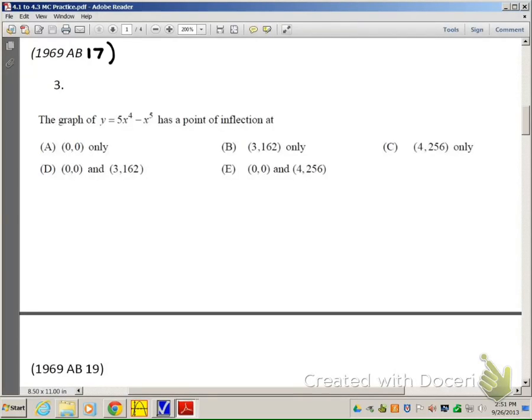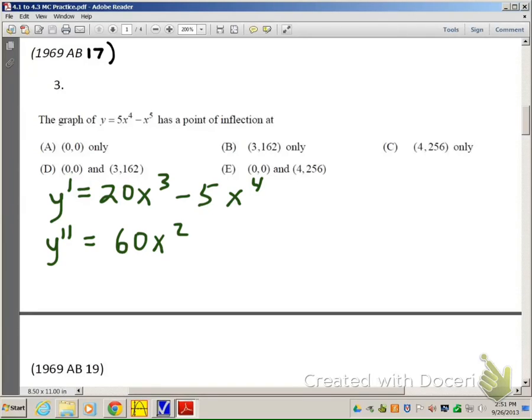First of all, problem number 3 is 1969 AB 17, not AB 16. And we're asking for points of inflection here. So we know if we want to find points of inflection, the first thing we need to find is y prime and then y double prime. So y prime is 20x to the third minus 5x to the fourth, and y double prime is equal to 60x squared minus 20x to the third.